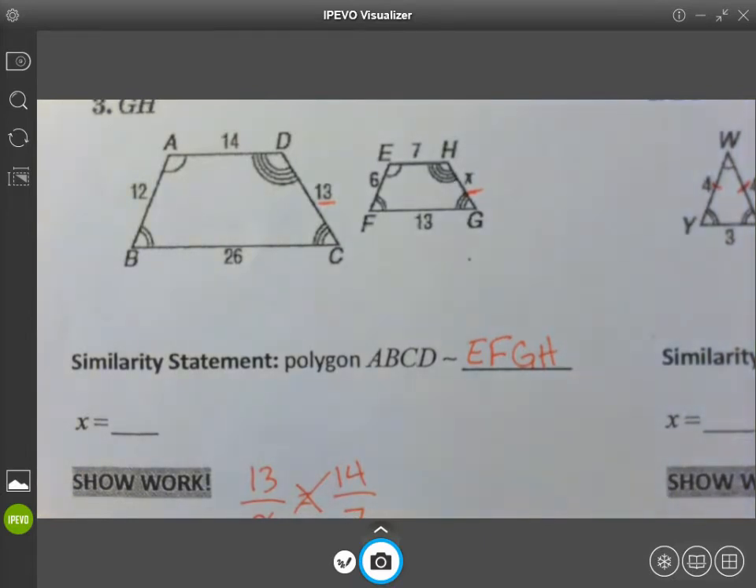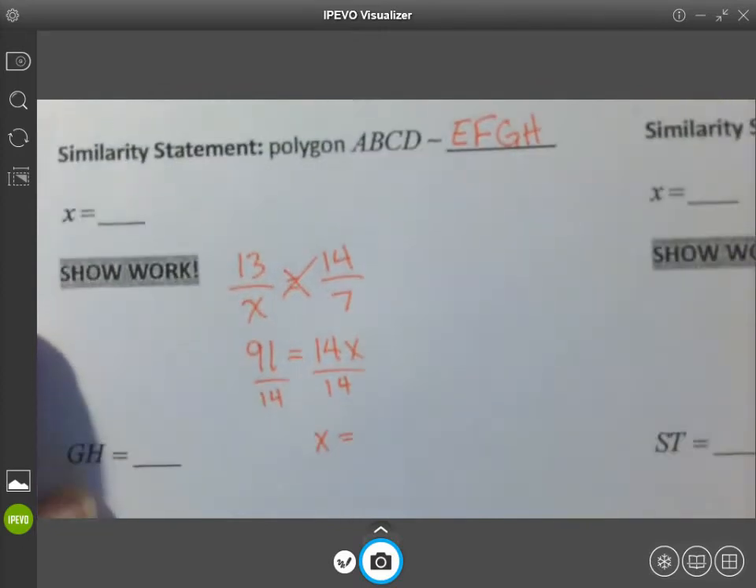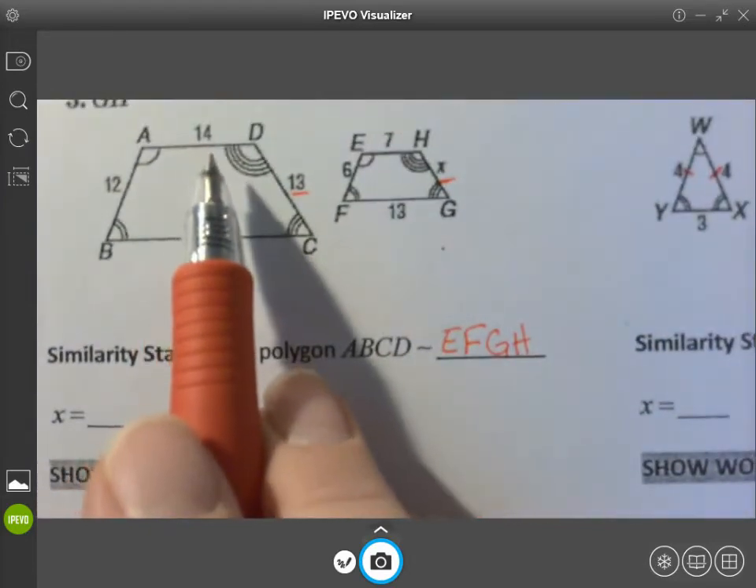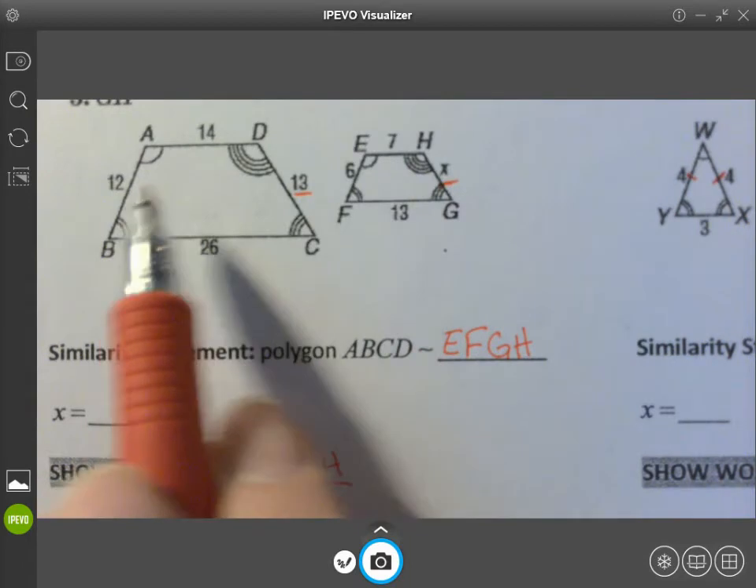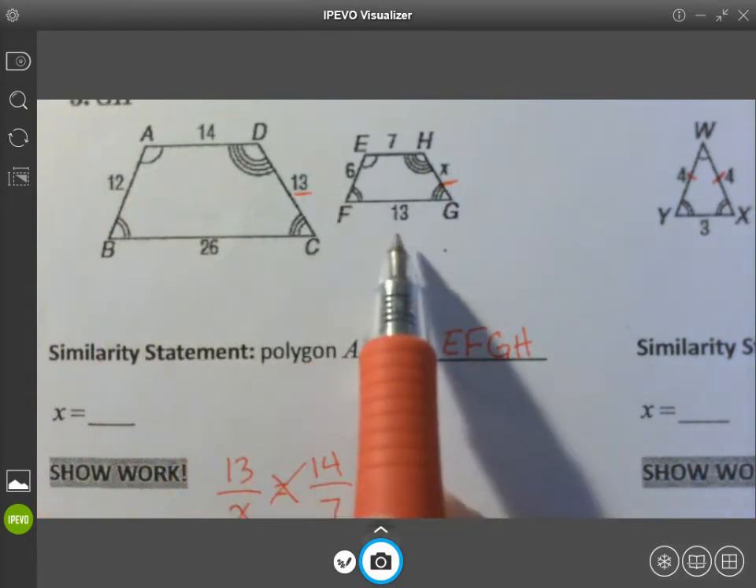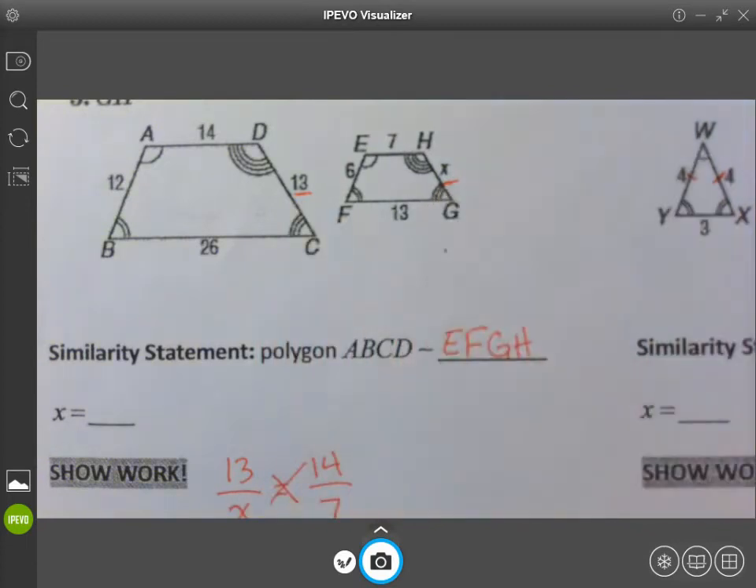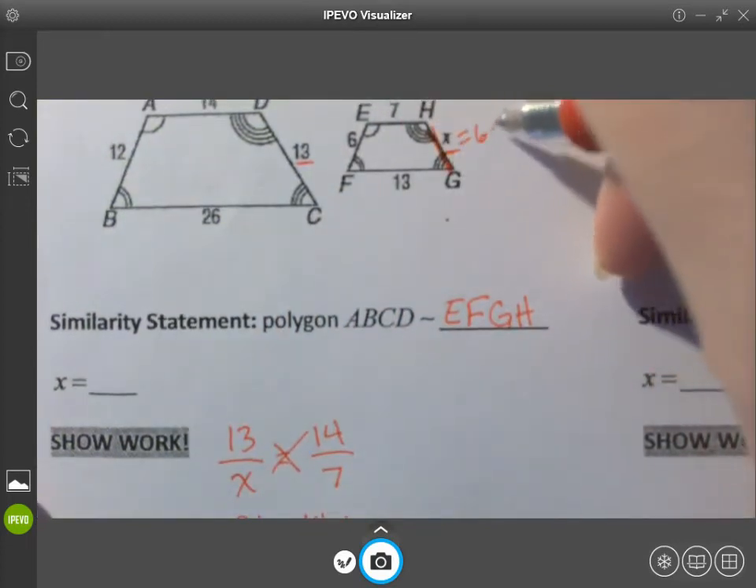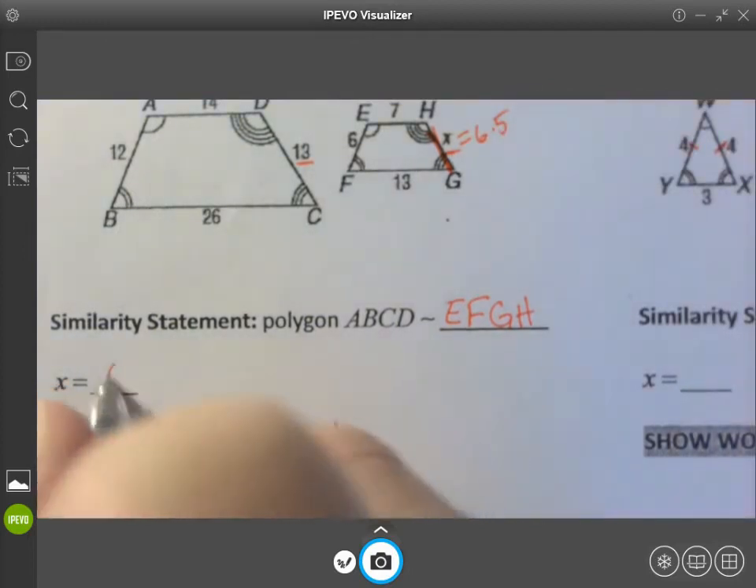What does x equal? Should be 6.5. Well, that makes sense. And the reason it makes sense that x is 6.5: 14 divided by 2 is 7. 12 divided by 2 is 6. 26 divided by 2 is 13. So 13 divided by 2 is 6.5. And they want us to find GH, and that is just 6.5. All right, so x is 6.5.